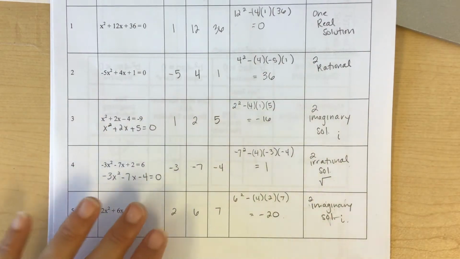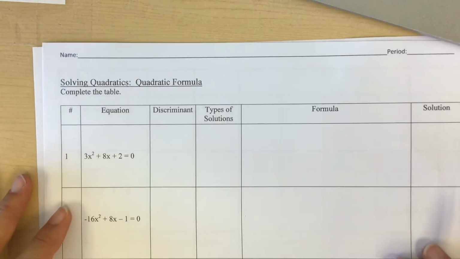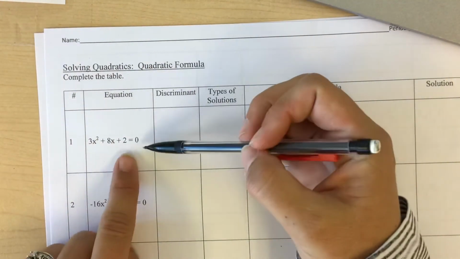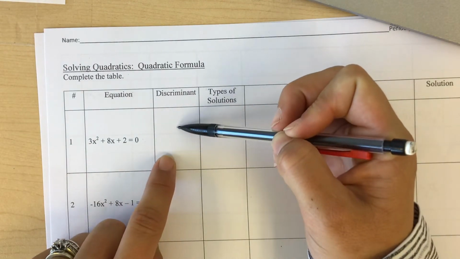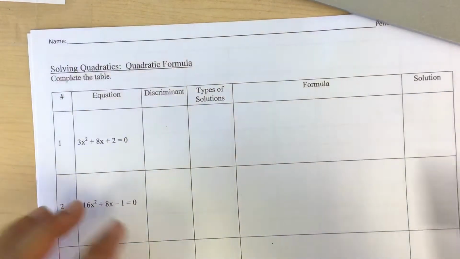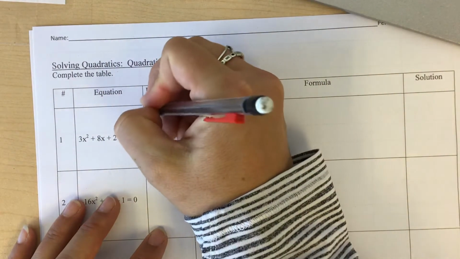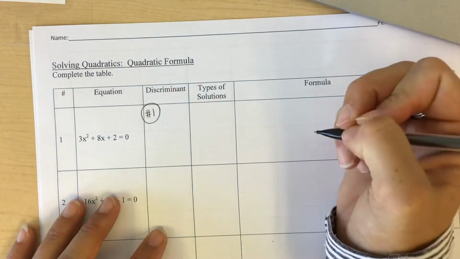All right, so now we're going to move on to actually putting this into the quadratic formula. Okay, so we flip on over. Let's look at number 1. Again, check to make sure that it is in standard form and equals 0. We start off every single time. I want you to find your discriminant, right? That's step 1, is to find your discriminant. Okay, so this is step number 1 every single time.